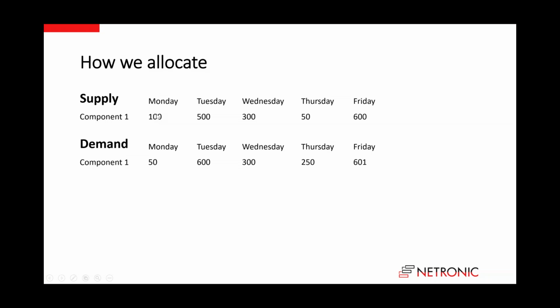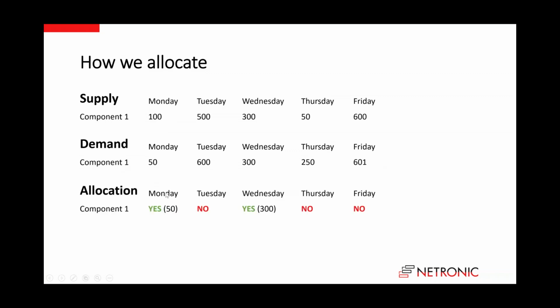And this could come from inventory or from purchase orders, from production orders, from whatever supply sources we have, and this is the total demand for that component on that day. And so now on this Monday we can do an allocation because we have a supply of 100, we need 50, and so we can allocate this.